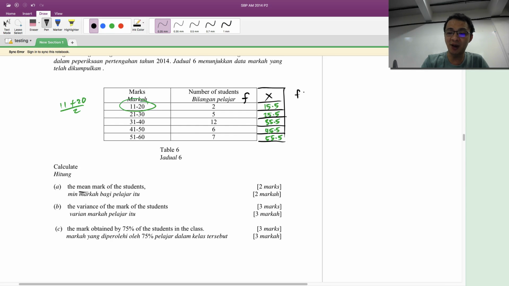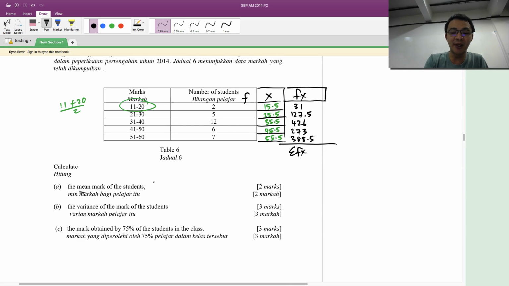Then what I will do is fx, meaning f multiplied by x. Definitely over here you will need to multiply. First, 15.5 multiplied by frequency 2 gives 31. Then 25.5 multiplied by 5 gives 127.5. Next, 35.5 multiplied by 12 gives 426. Then 45.5 multiplied by 6 gives 273. And 55.5 multiplied by 7 gives 388.5.